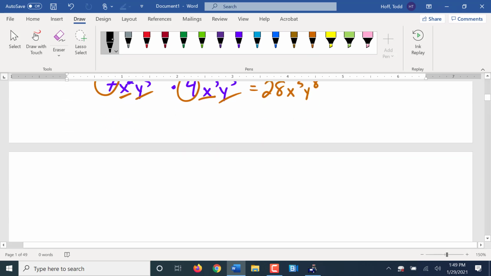With my scientific notation, it works the same way. I have 3.2 times 10 to the 13th.